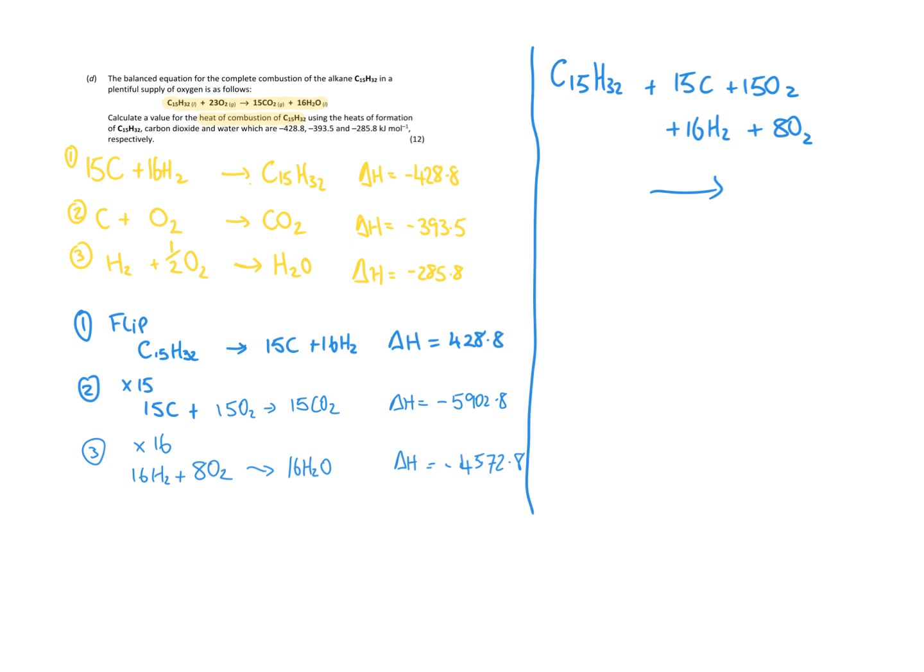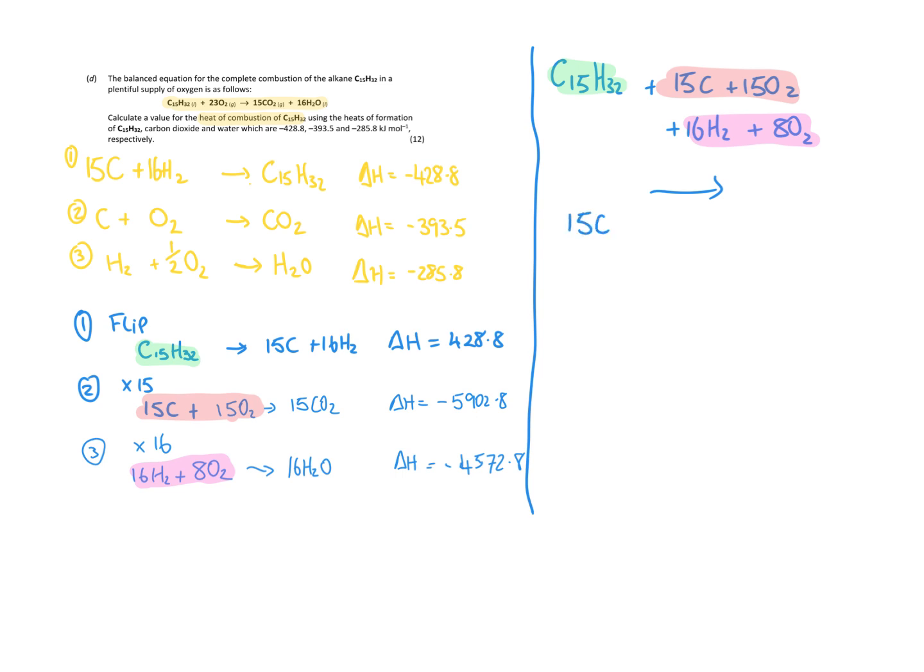Now, if I was to highlight them for us, I can see the C15H32 coming from equation 1. I can see the 15C and the 15O2 coming from equation 2. And then I can see the 16H2 and the 8O2 coming from equation 3. And that's all my reactants dealt with. So now let's add in the products.